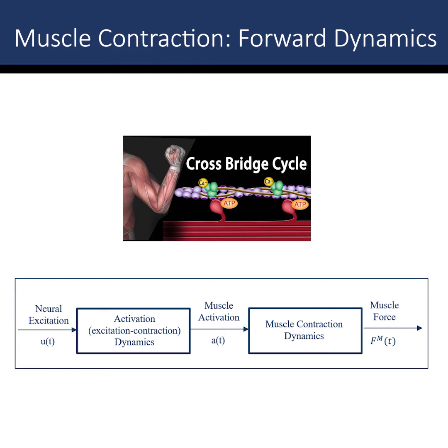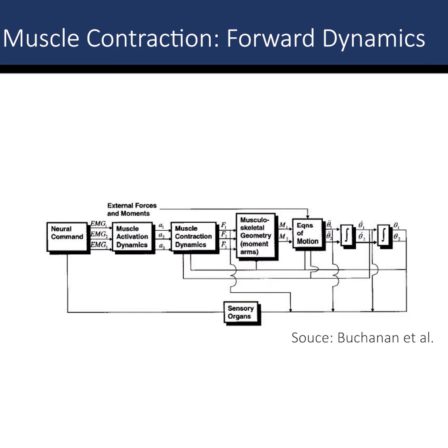So, now to put variables to it, in the bottom figure you can see the neural excitation going through activation dynamics with an output of muscle activation, which then powers muscle contraction dynamics to generate a muscle force. This figure is also from the Buchanan paper. I think it is helpful to see because it also shows the joint kinematics and moments that can be estimated or predicted. On the left is the input EMG signal, output activation, which then drives muscle contraction dynamics, by which then you can estimate muscle force, and given musculoskeletal geometry, you can estimate joint moments.